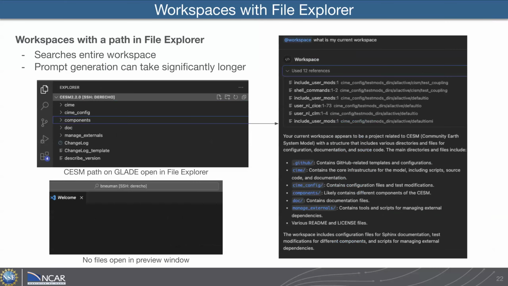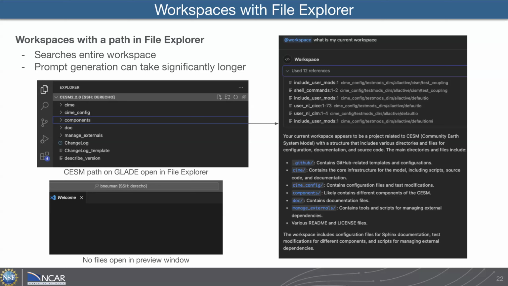If I open up a folder in VS Code, for example here this CESM folder, and I have nothing open in my preview window, and I ask the same question, what's my current workspace? This is actually going to look at the entire folder and the subdirectories that are available and open in this path that I have for CESM. So you can see the difference in what it's able to look at.